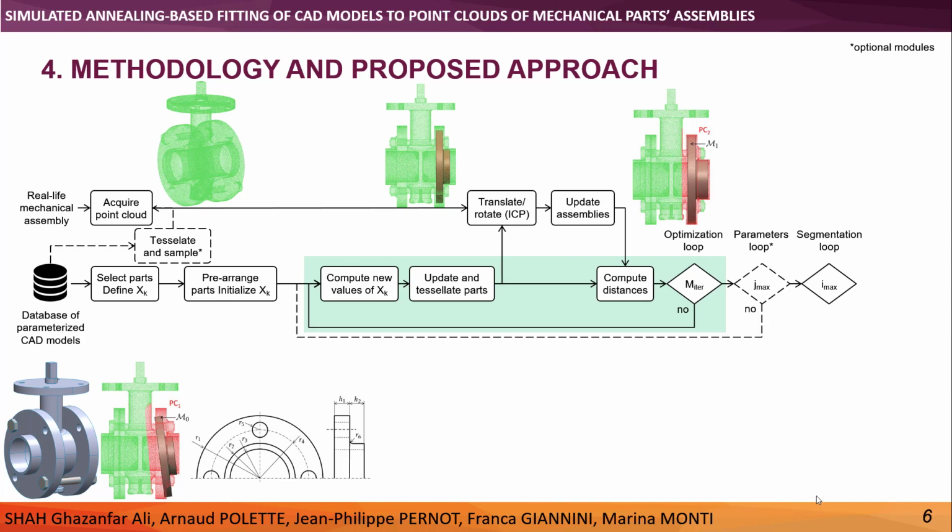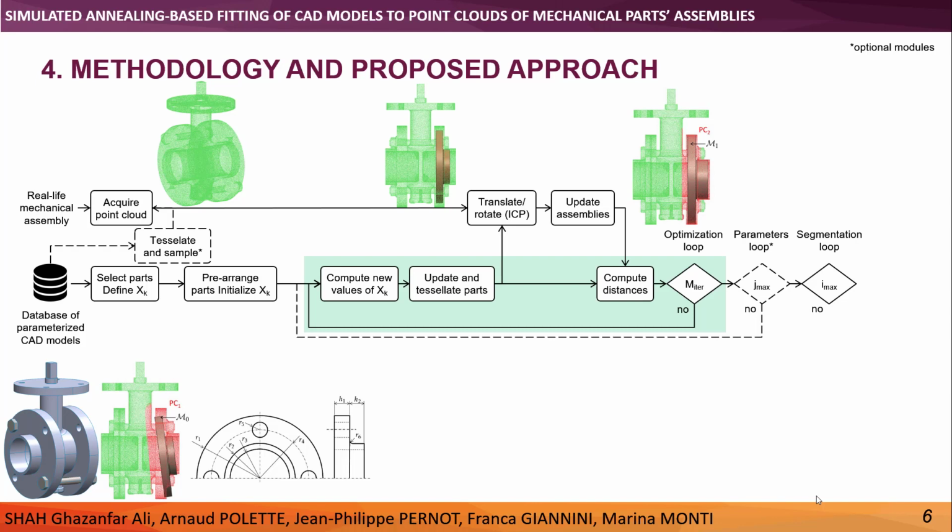So the segmentation loop may run several times, maybe for each parameter group or for each optimization loop. In the case of global fitting, where we don't have local fitting, we do not need segmentation because we don't need to segment the point cloud.